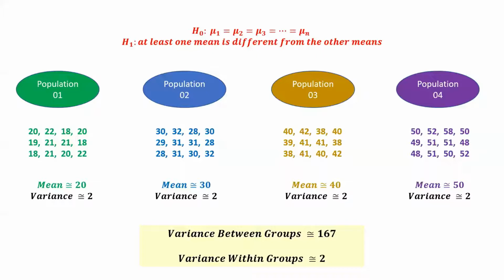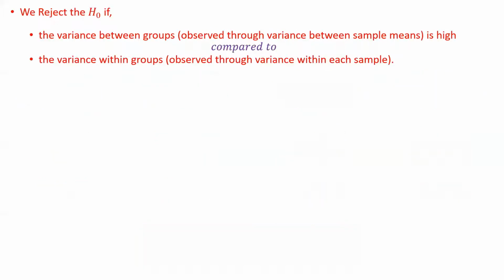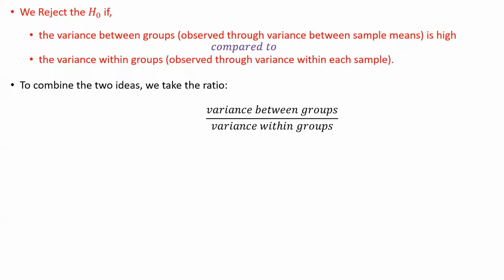All right, let's see the Anova F test in detail. Like I said earlier, the null hypothesis H0, which indicates that all the means are equal, should be rejected if the variance between groups, observed through variance between sample means, is high compared to the variance within groups, observed through variance within each sample. To combine the two ideas, we take the ratio of variance between groups to variance within groups. For the moment, we will label this ratio as F test. We reject the null hypothesis if F test is large.